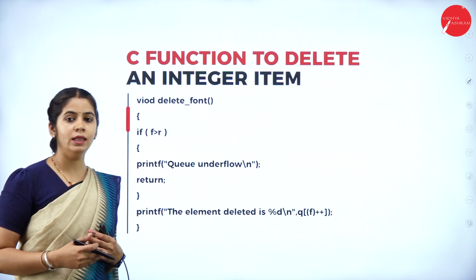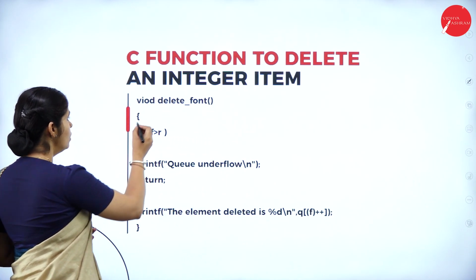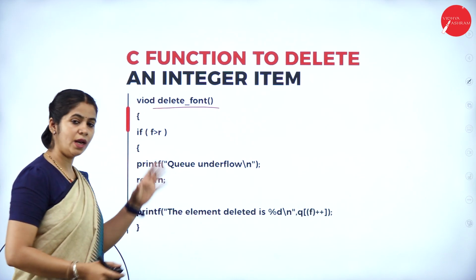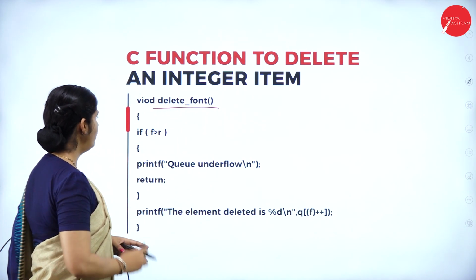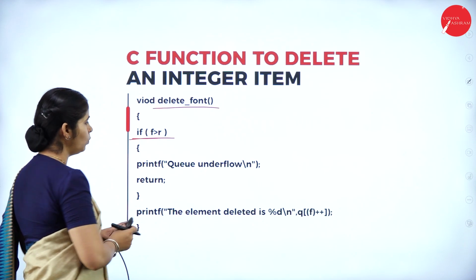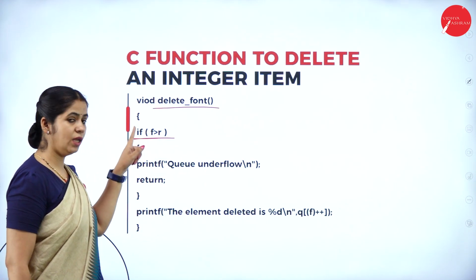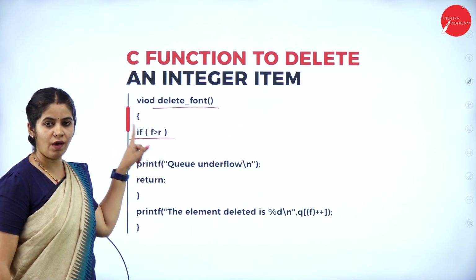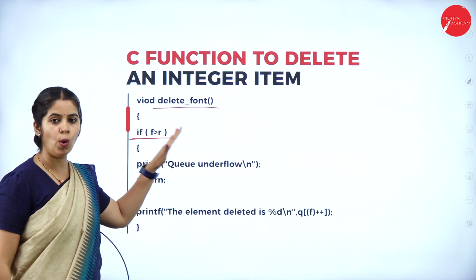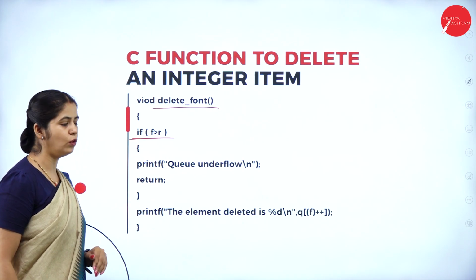We are writing the function for deleting. So from which end are we deleting? We are deleting from the front end. So what we have to check? First condition, we have to check whether the queue is in underflow condition or not. For that, what we have to check? F is greater than R. If F is greater than R, that means there are no elements in the queue, so it is in an underflow condition.